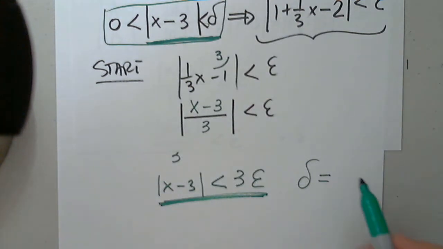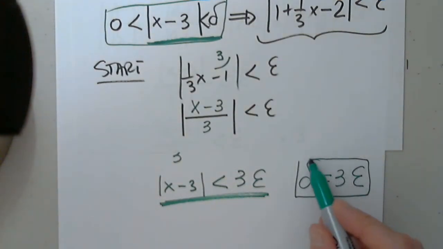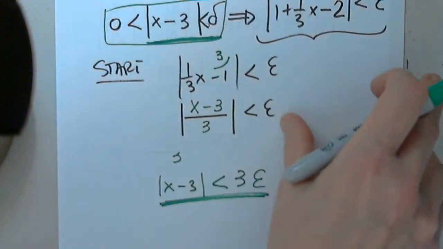Oh, it's 3. It has to depend on epsilon, always. It's not just 3. I cannot pick an... Exactly.